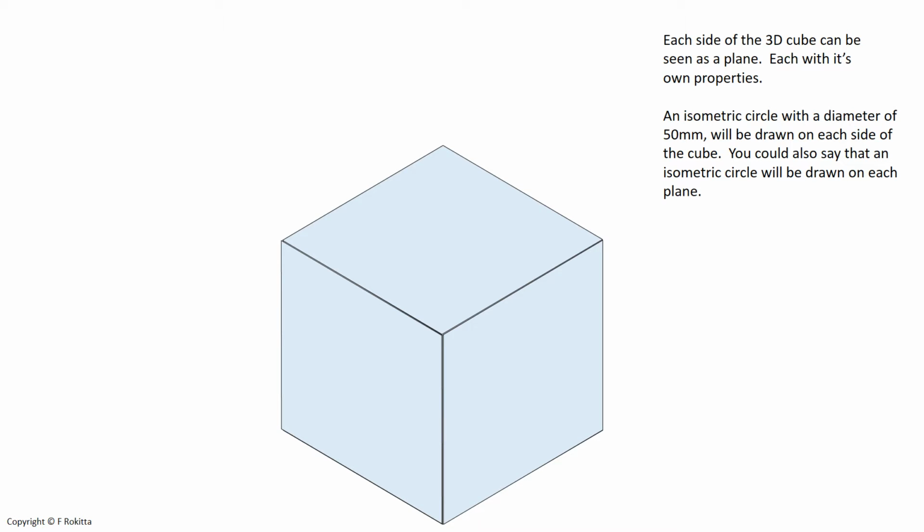Each of the individual sides of the 3D cube can be seen as a plane, each with its own properties. An isometric circle with a diameter of 50 mm will be drawn on each side of the cube. You could also say that an isometric circle will be drawn on each of the planes.